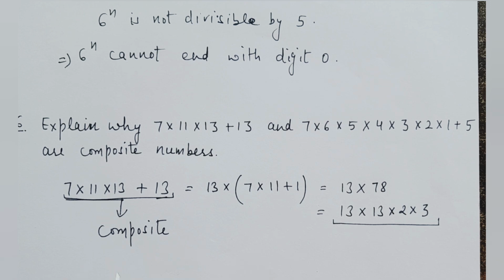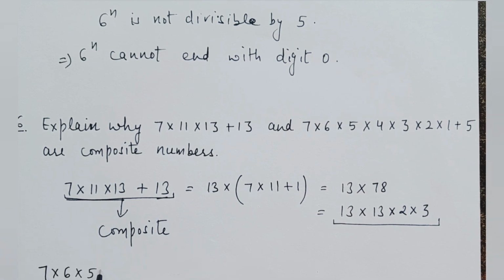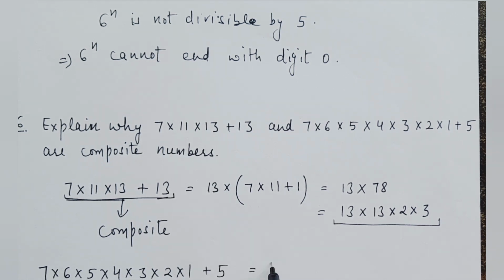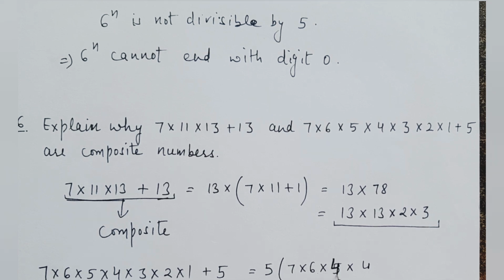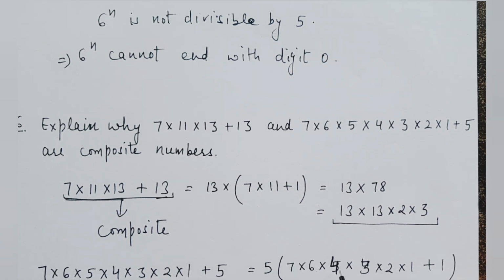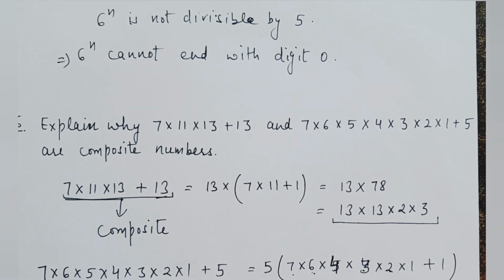Similarly, we will prove the second number, that is 7 multiply 6 multiply 5 multiply 4 multiply 3 multiply 2 multiply 1 plus 5. Now we will use the same process. 5 we can take common from both the terms. If we take 5 common, you will get 7 6 5 4 3 2 1, plus 1. Now simplify this: 7 6s are 42, and from here 4 3s are 12, 2s are 24. 24 and 42 multiplication we have to do.